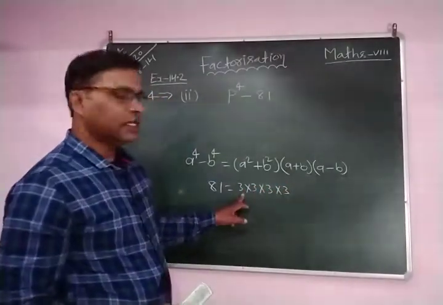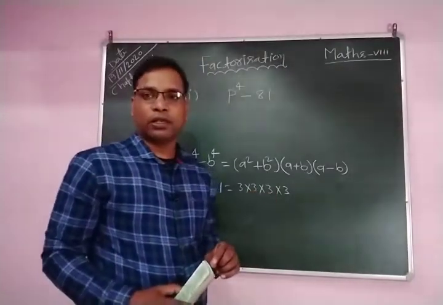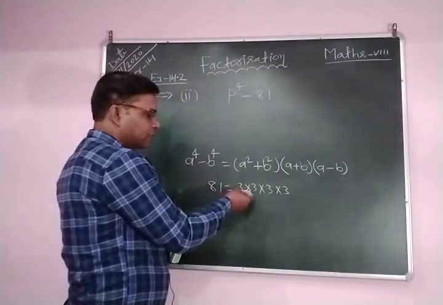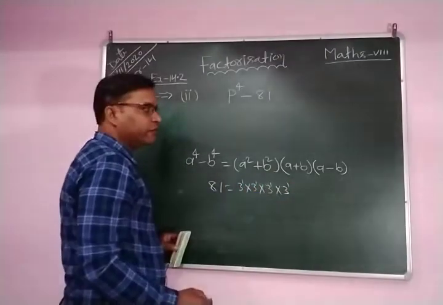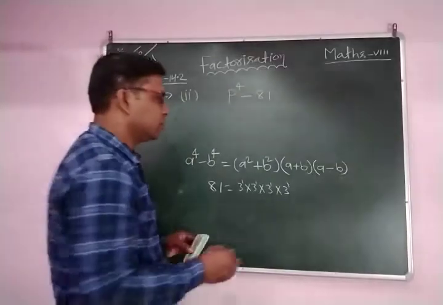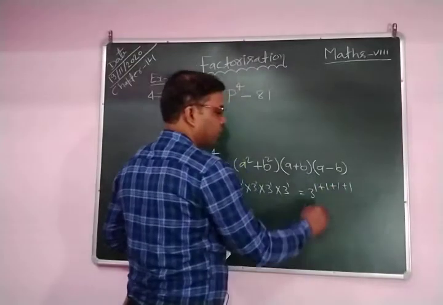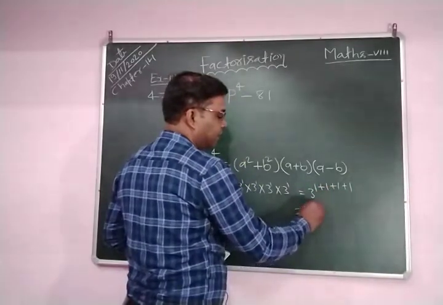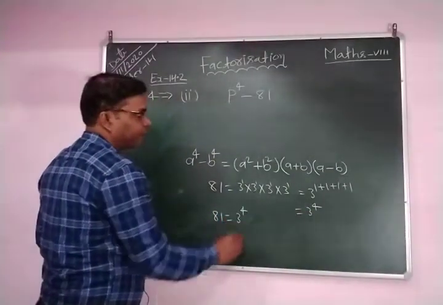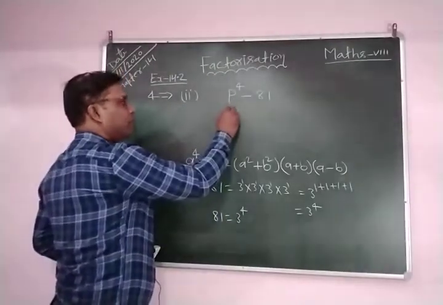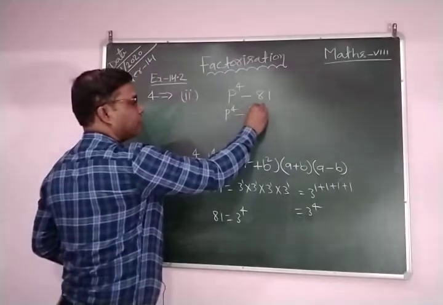So 3 times 1 is 3, 3 times 3 is 9, 9 times 3 is 27, 27 times 3 is 81. So here you can see the power of 3 is nothing but 1. You know very well, if the bases are the same then the powers add. So you can also write 3 power 1 plus 1 plus 1 plus 1, 4 times. You can write it as 3 power 4. It means that 81 becomes 3 power 4. So we write p power 4 as it is, minus 81 becomes 3 power 4.